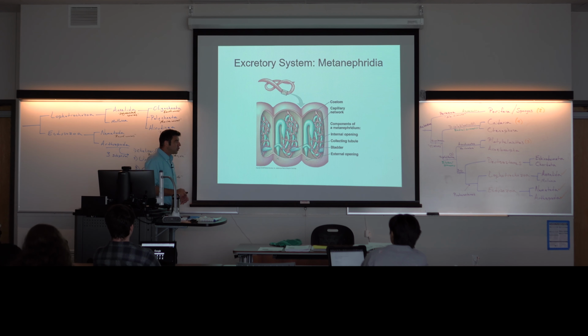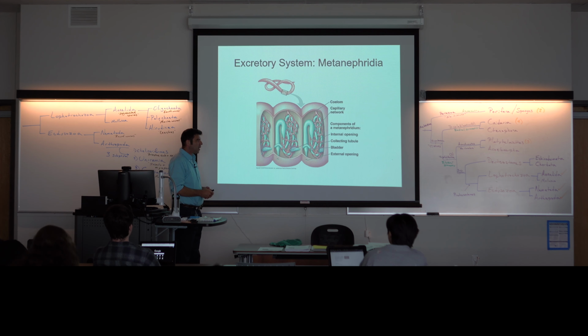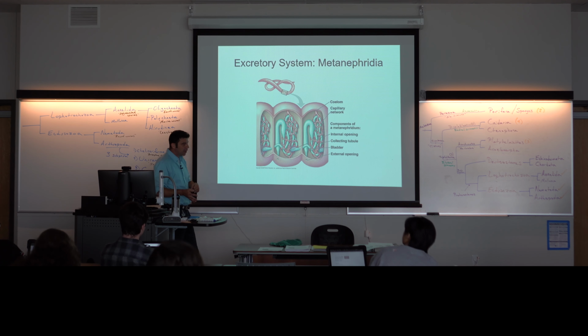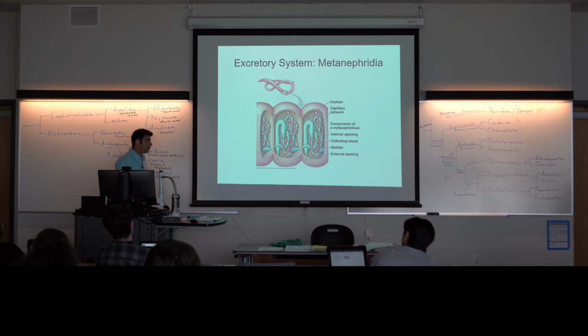Again, we see segmentation. Each segment has its own specialized structures to cleanse the blood of waste. And there's even a little exit for waste to get out. So those little nephron structures, those mini nephrons, are called metanephridia.